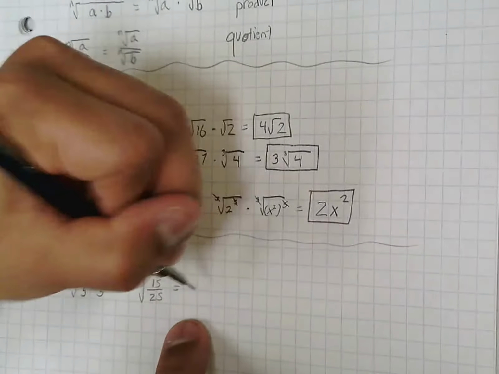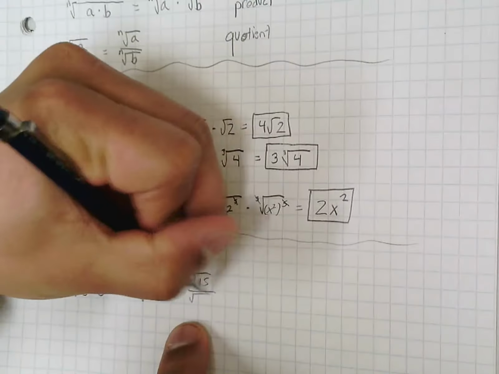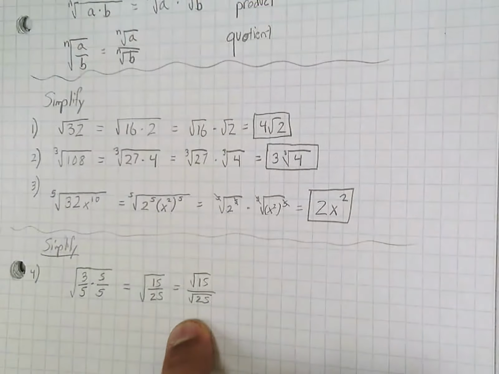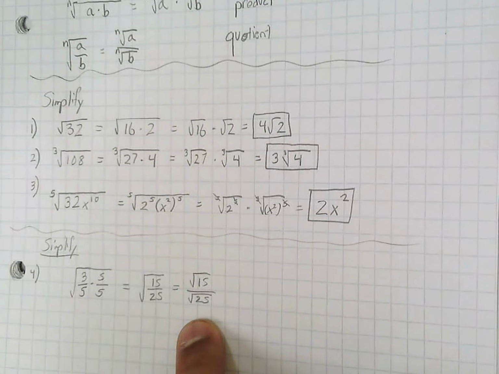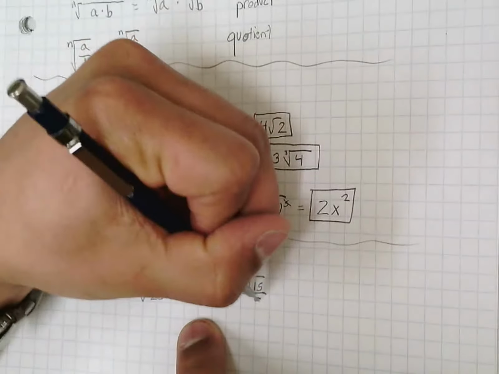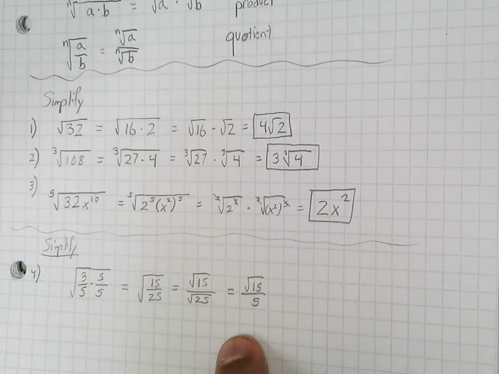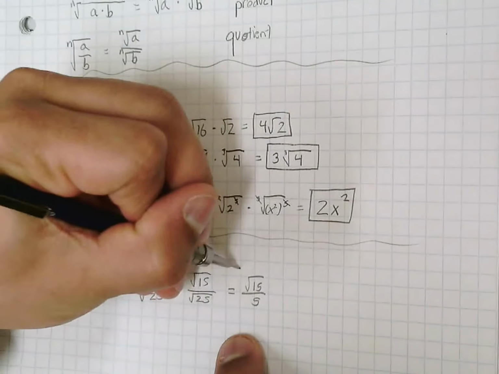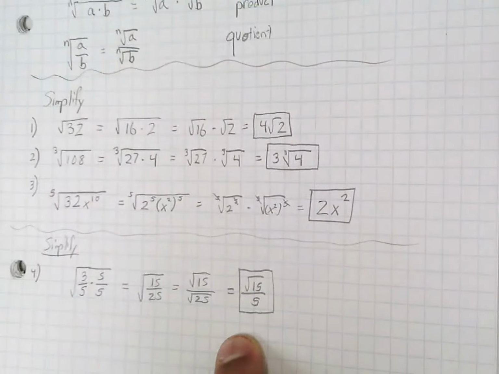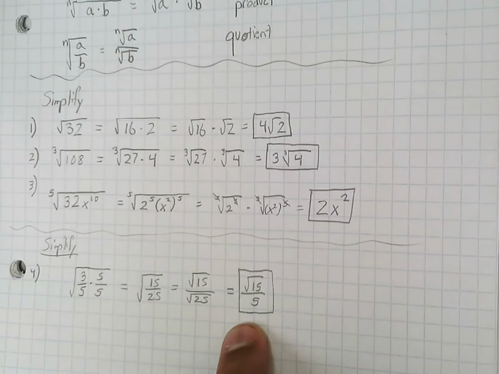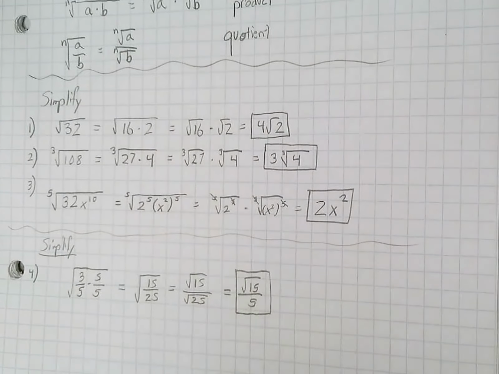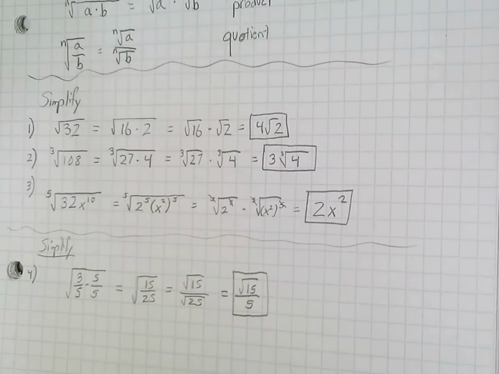I can write this now using the quotient rule. I can separate that radical into two radicals, square root of 15 divided by square root of 25, which is the square root of 15 over 5. And now we're okay, because we no longer have a fraction under the radical, and we no longer have a radical in the denominator. Okay, so hopefully that rings a bell of what we've seen in the past.